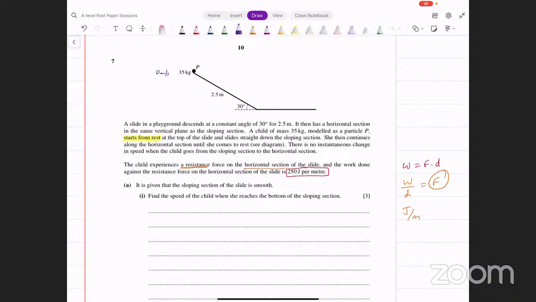Okay. Achha, now what are we being asked here? It's given that the sloping section of the slide is smooth. Find the speed of the child when the child reaches the bottom of the sloping section. Okay, so that's where we start from. Usne kaha hai the sloping section is smooth. Okay, so sloping section of the slide is smooth. यहाँ पे कोई resistance नहीं है.